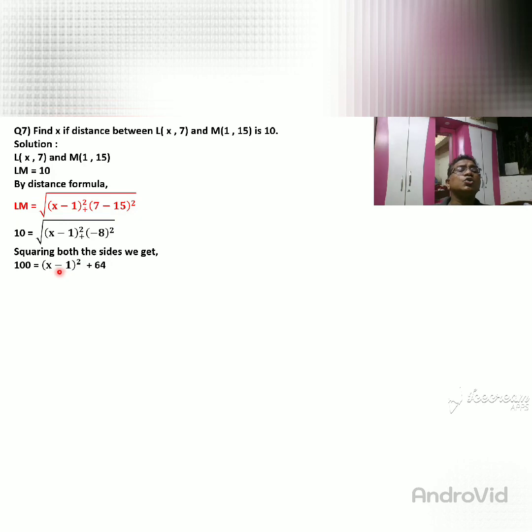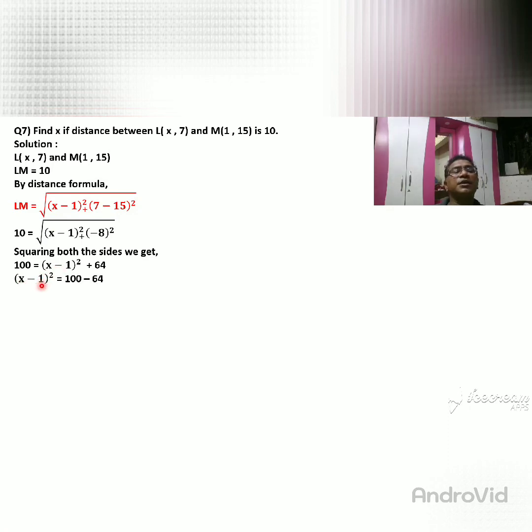Okay, so square both sides. So 10 square is 100, (x minus 1) bracket square remain as it is, minus 8 square: minus 8 into minus 8. In multiplication, sign of both number are same, so answer must be positive, so plus 64. So 100 is equal to (x minus 1) bracket square plus 64. 64 is positive, go across negative, so 100 minus 64.